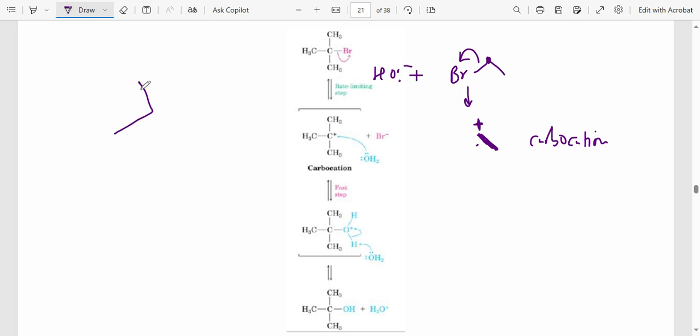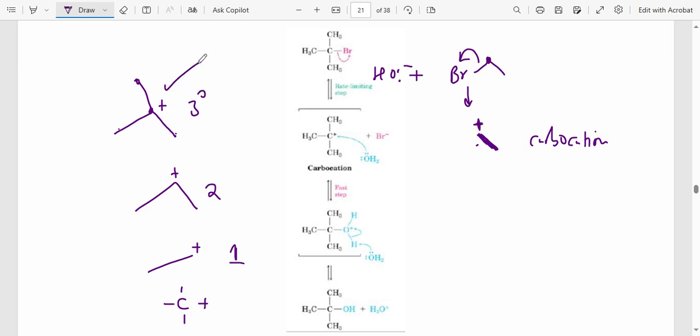If the carbocation is like this, it is tertiary because it has three alkyl groups. If it is like this, it is secondary. If it is like this, it is primary. And if you just have one carbon as your carbocation, this is a methyl. The more alkyl groups that attach to the carbocation, the more stable it is.